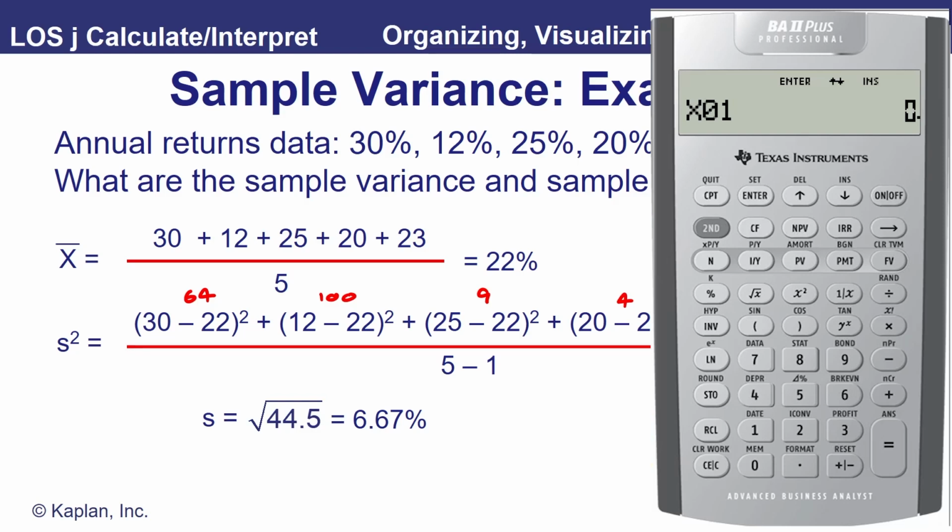Okay, so X01, it's asking me for my first X variable, my first variable, and that is 30%. Now you've got a choice here.